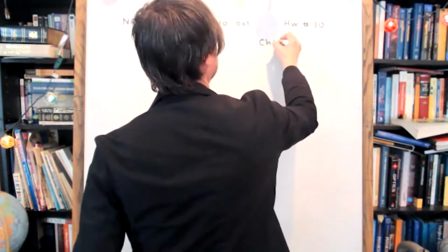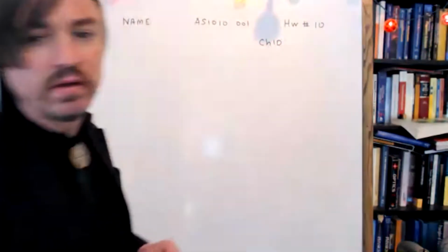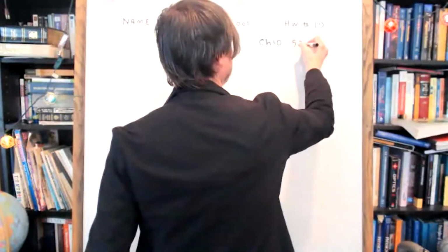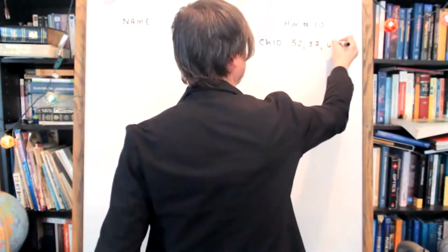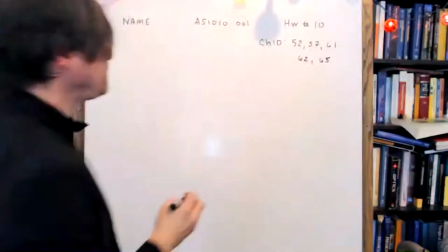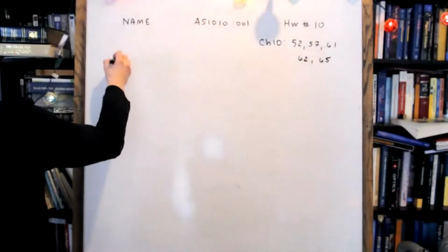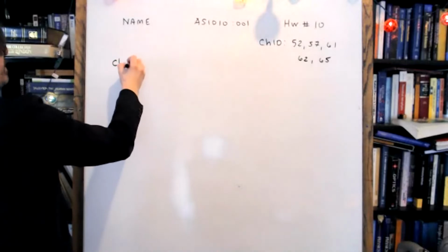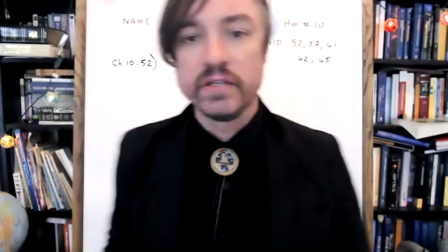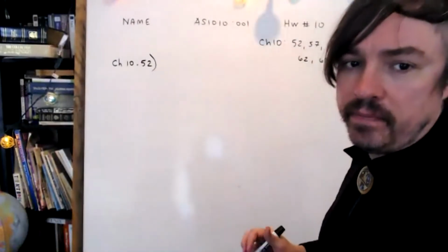Homework number 10 are problems from chapter 10. Do you have them available, Ian? Yeah, 52, 57, 61, 62, and 65. All right, let's get right to it so we can be as efficient as possible. Chapter 10, number 52. Hopefully we learned enough during our lectures to do a decent job answering them.